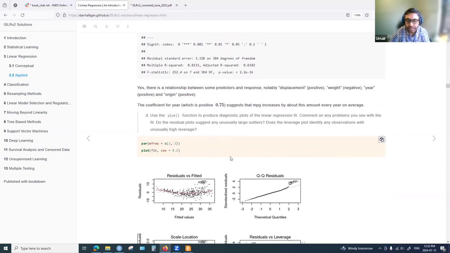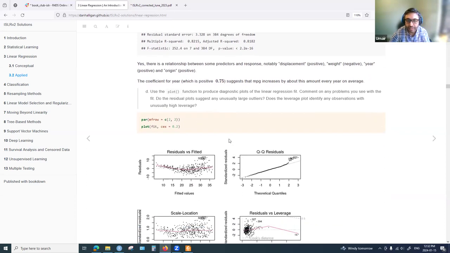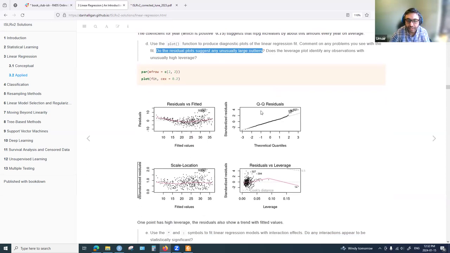Then these are again the diagnostic plots. Do the residual plots suggest any unusually large outliers? Looking at this, yes, there are some large outliers. And if you look at the points that have high leverage, we do identify a few in these plots as well.